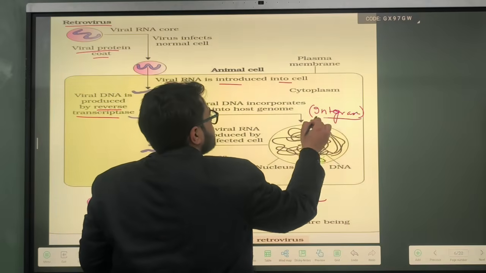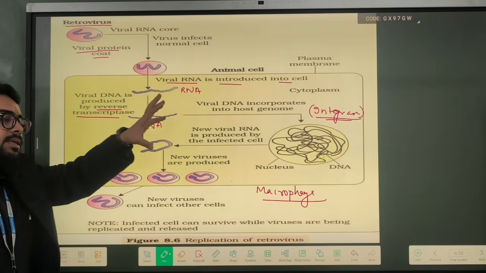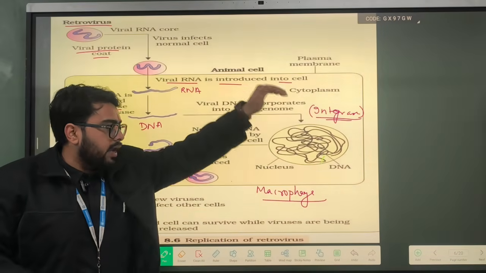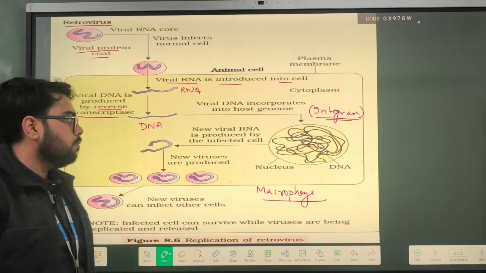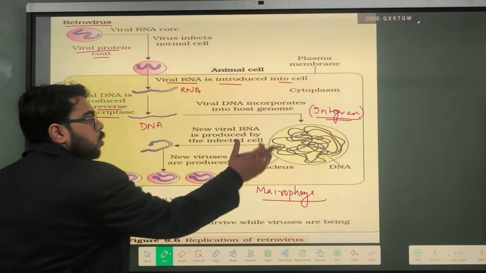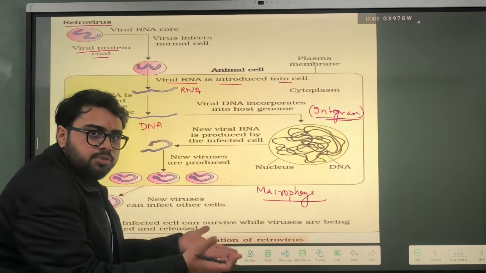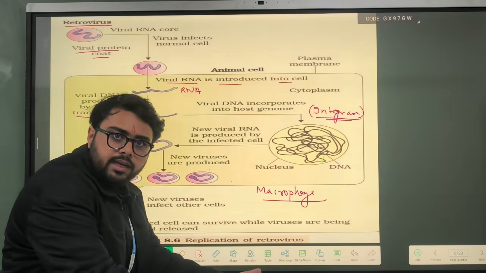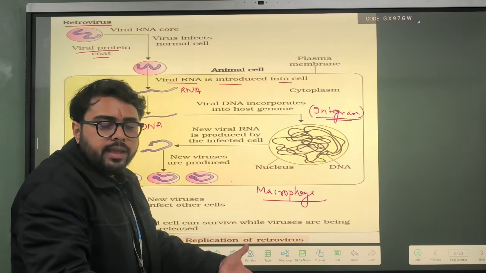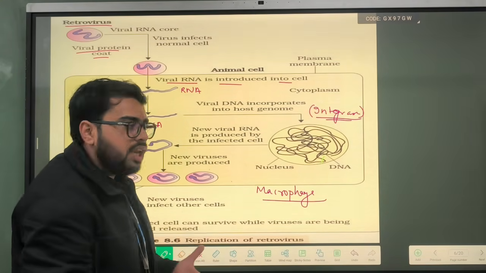It is not mentioned in your NCERT, but it is important. With the help of an integrase enzyme, this will enter inside the host genome. After that, what will happen? The host genome will get transcribed, it will get translated, and after translation, what we will get? Obviously, protein we will get.